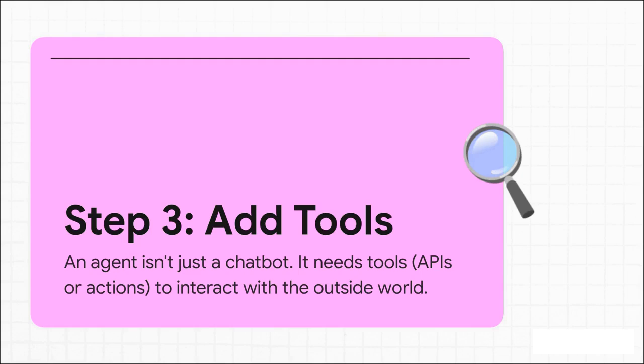Now this is the crucial step that turns a simple chatbot into a real agent. See, a chatbot can talk, but an agent can act. And it does this using what we call tools, which are basically a set of skills that let it mess with the outside world. You know, websites, APIs, your own files.